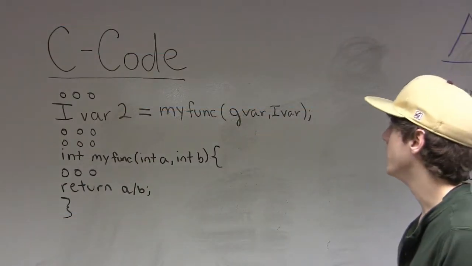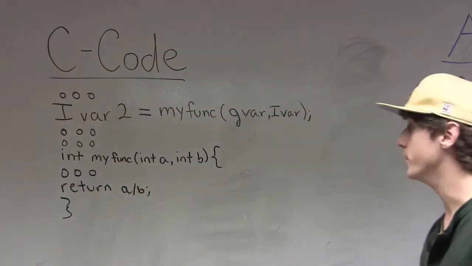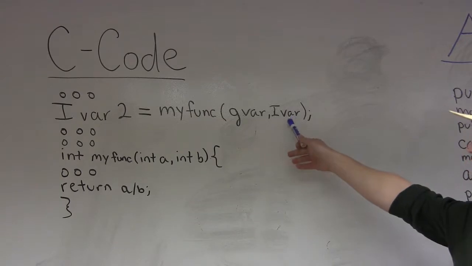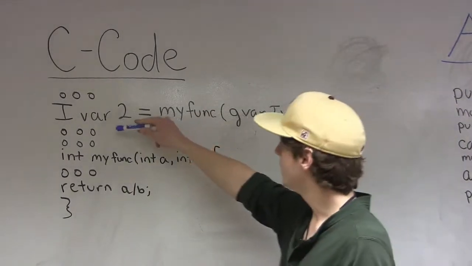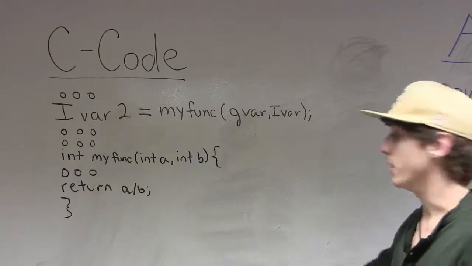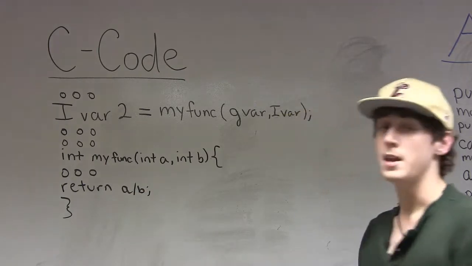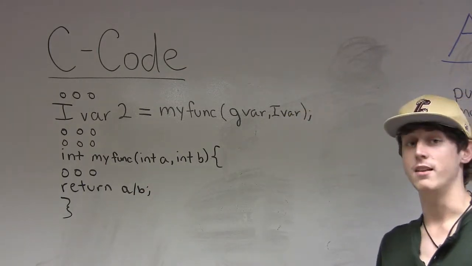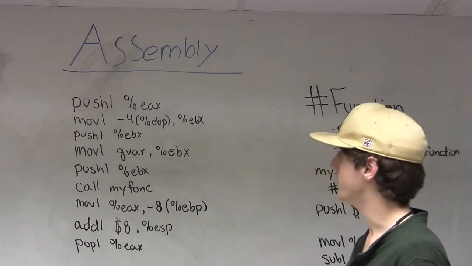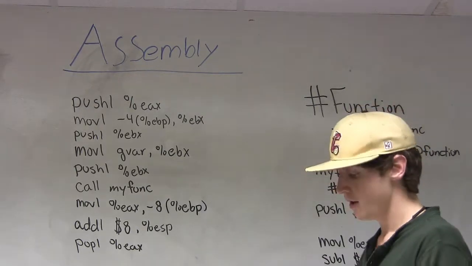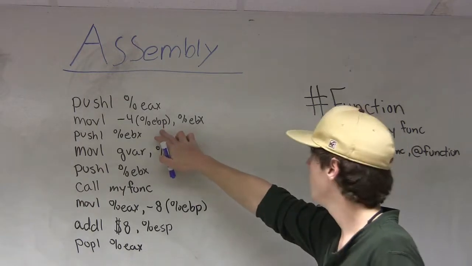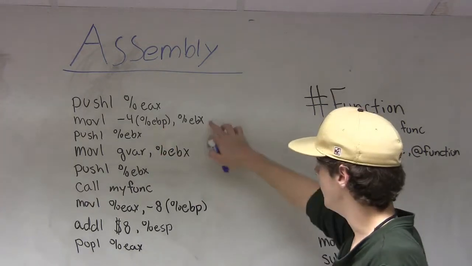Hi, for this example, we're going to be taking C code and translating it into assembly. We have ivar2 equals myfunc(gvar, ivar), and then some code that really doesn't matter, and then int myfunc(int a, int b), and we're going to be returning a over b. Something important to keep in mind is that there is already important data stored in the A register. Like I said, the caller has data in the A register, so we're going to have to push the A register. And ivar is a local variable, so it's 4 bytes from the base pointer, and we're going to move it into the B register.